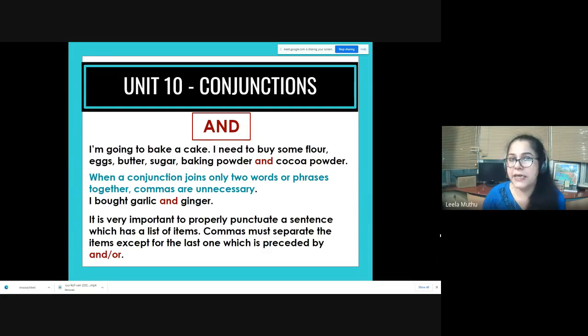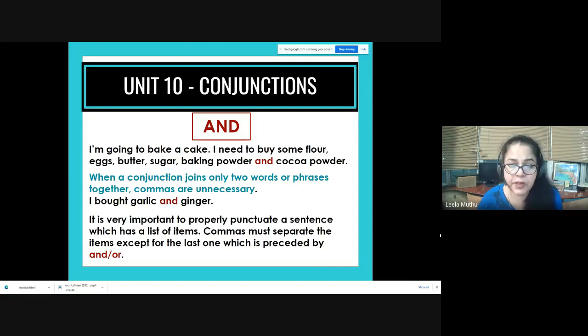So again, another example of the same situation where there are a lot of items and we have to separate them using commas. So I'm going to bake a cake, full stop. I need to buy some flour, comma, eggs, comma, butter, comma, sugar, comma, baking powder, and cocoa powder. Okay, so I've listed so many things in one sentence, and before the last item that I've bought, I put and, I don't put a comma before that. So this is the rule you must follow when you're listing things down and writing it down in the form of a sentence.